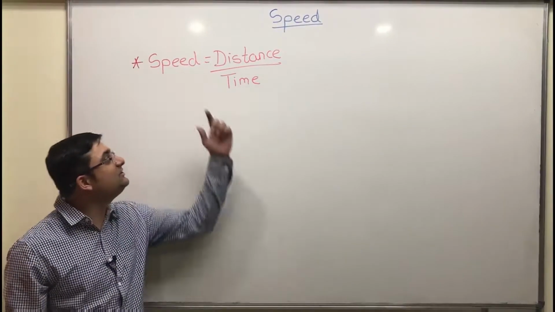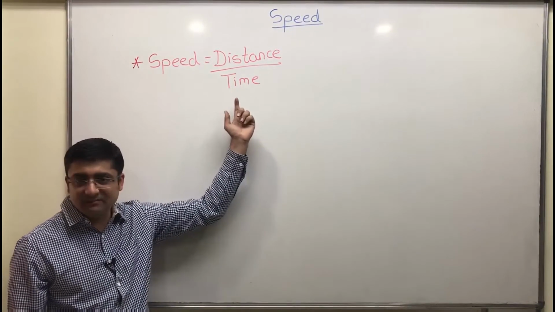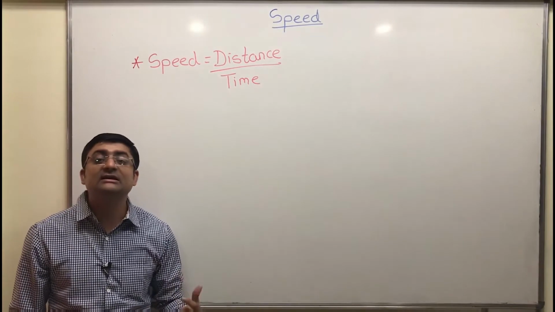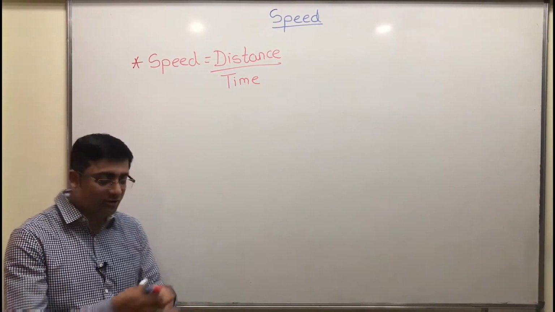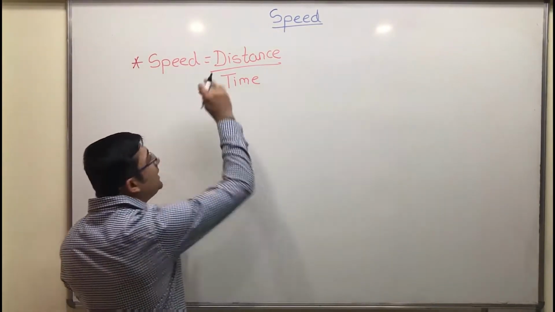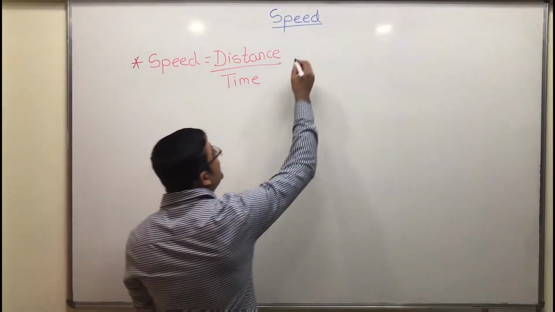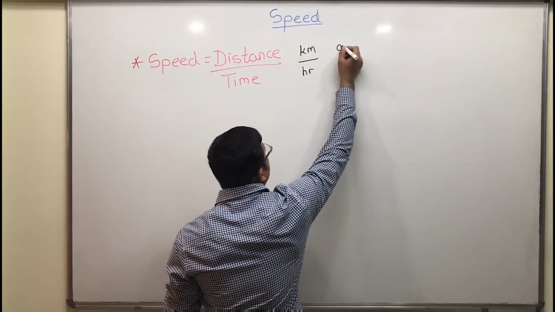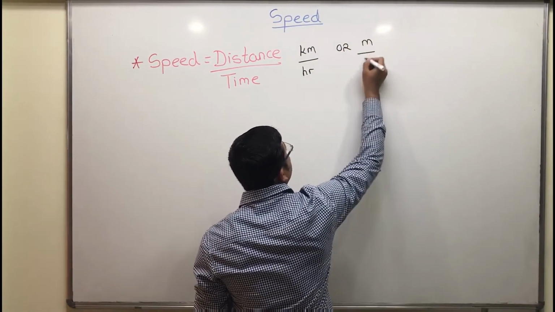So previously we've learned the formula of speed is distance divided by time. Now recall I told you there are two most commonly used units of speed. These are either meter per second or kilometer per hour. That means whenever we are solving a question on speed, we'll either give the answer in kilometer per hour or we'll give the answer in meter per second.